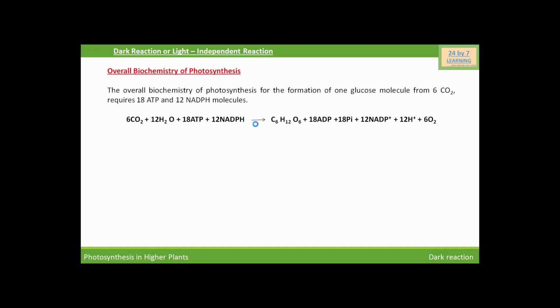Now we are going to discuss the overall biochemistry of photosynthesis. As shown in the equation, for the synthesis of 1 molecule of glucose from 6 molecules of carbon dioxide, it requires 18 molecules of ATP and 12 molecules of NADPH. This is all about the dark reaction of photosynthesis.